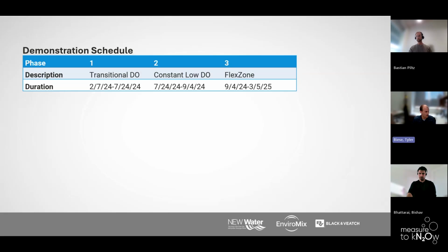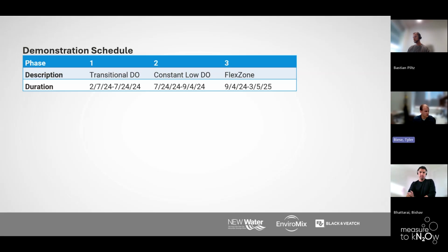This just shows a schedule of our low DO timeline. There was almost a 6-month period where we transitioned down to the lower DO set points. We had a gradual reduction. We didn't just flip the switch and go from 3 to 0.5, potentially upsetting the microbiology and causing issues. So we gradually stepped it down. I think each month we stepped it down a little bit more to give the bacteria time to acclimate to the new environment.